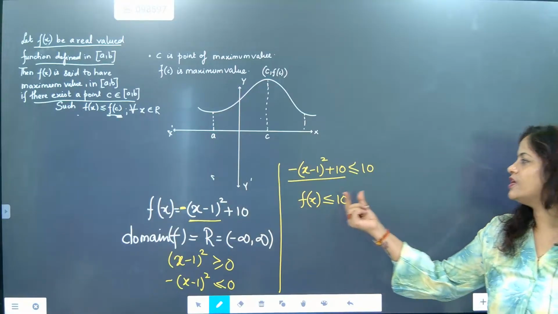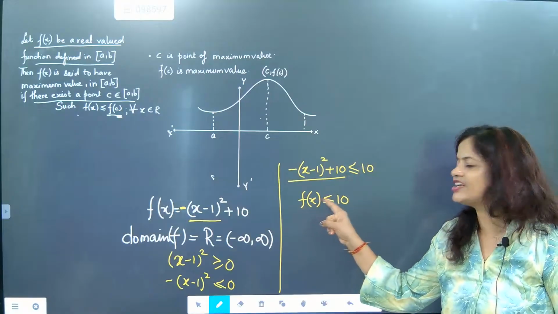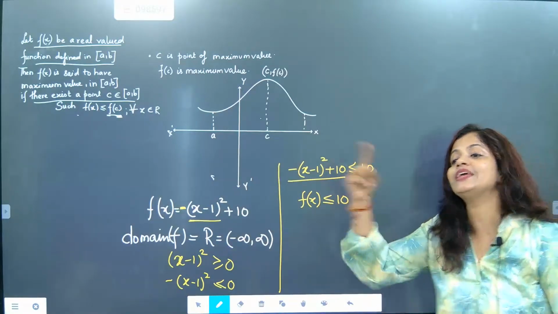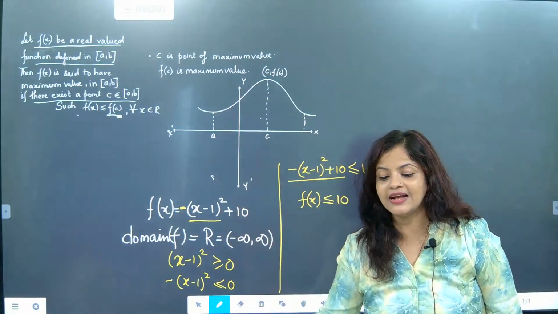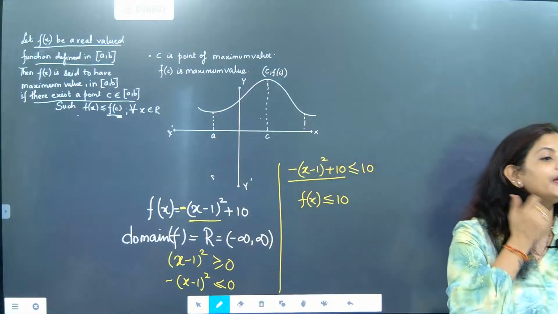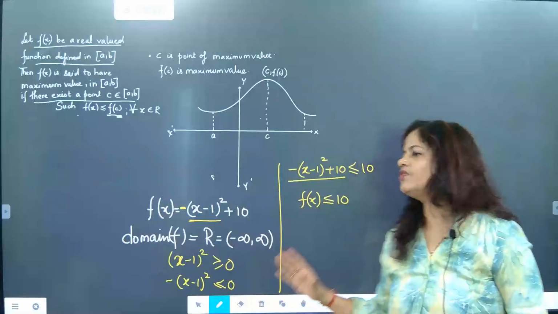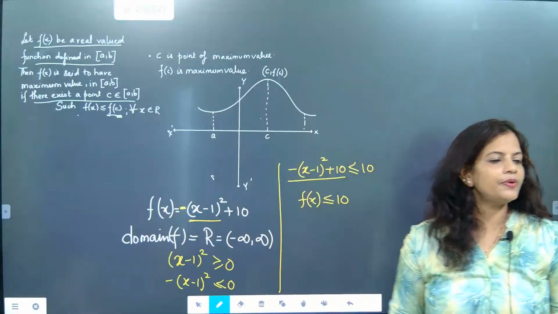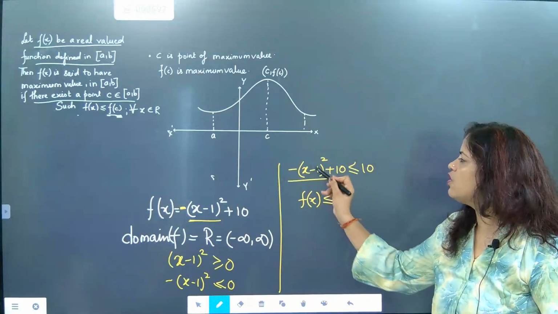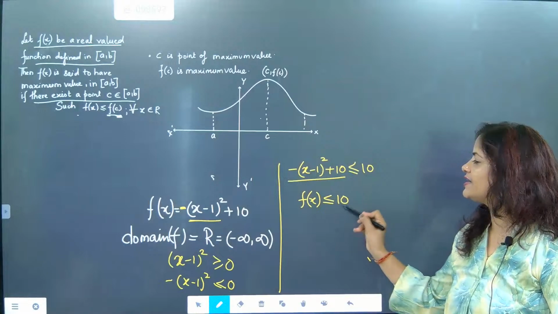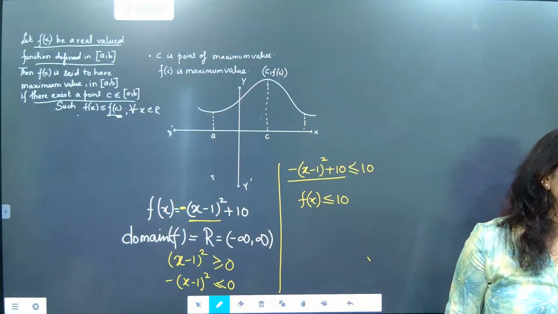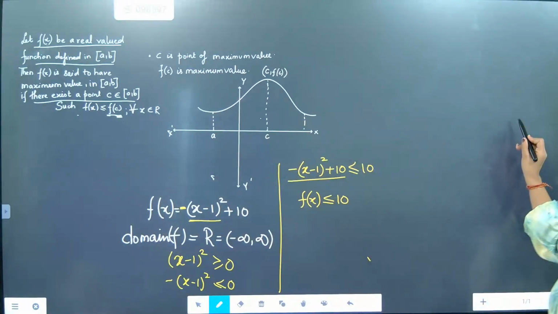That means what? Our function f of x, whatever value of x you put here, will either be equal to 10 or less than 10. Till here crystal clear? Correct? Now beta, we will do the next work. Now beta, what value of x should we put so that 10 comes here? Check. We will do one work.